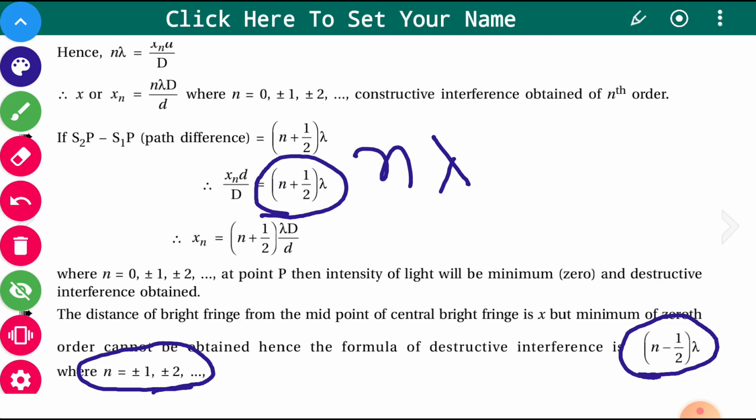Try to understand, the 0th order bright fringe is obtained, but the 0th order dark fringe is not obtained. So we write the formula as n minus 1 by 2 instead of n plus 1 by 2.